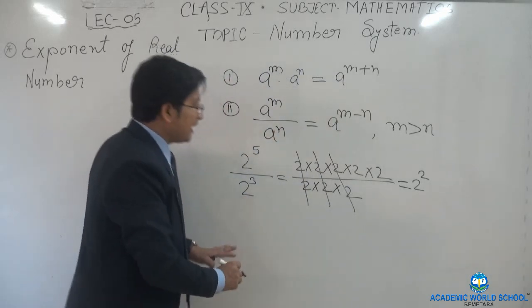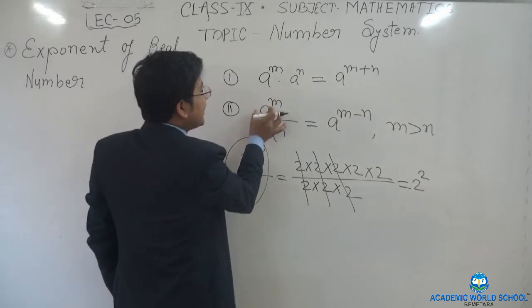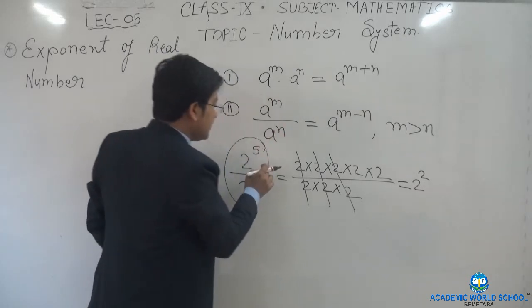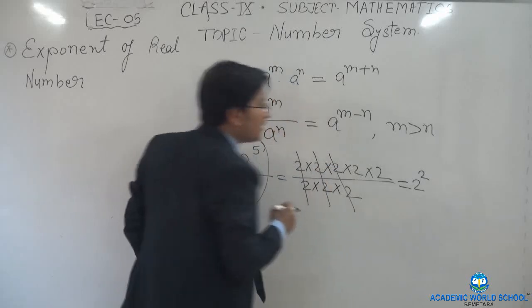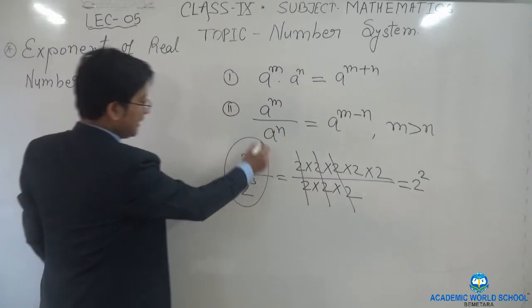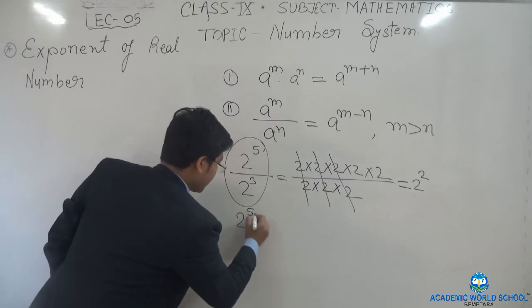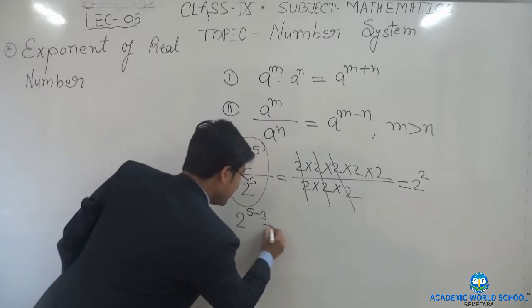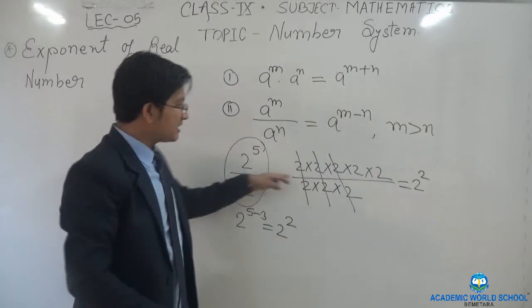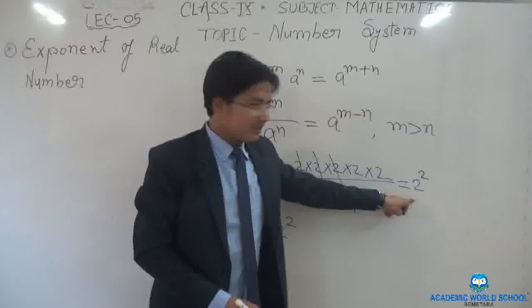So that is why we are writing like this. That is why we have written a to the power m upon a to the power n is equal to a to the power m minus n. So if I have to write this, I am writing 2 to the power 5 minus 3, and that is 2 to the power 2, and this is what our answer is. Are you getting the point?